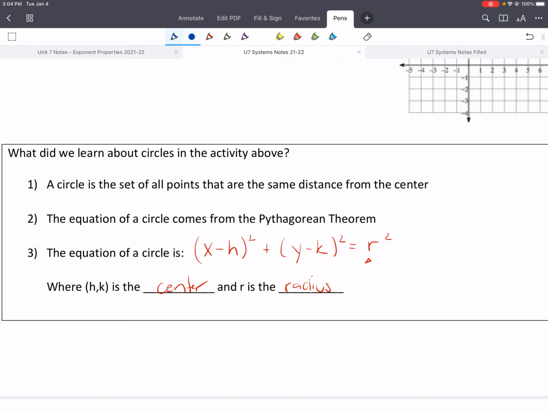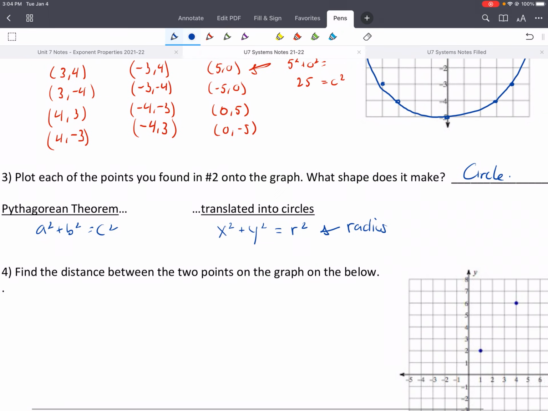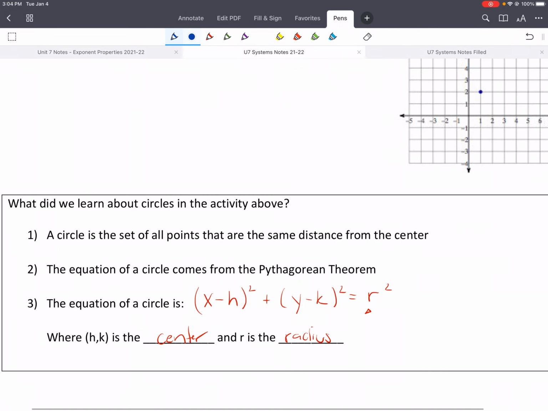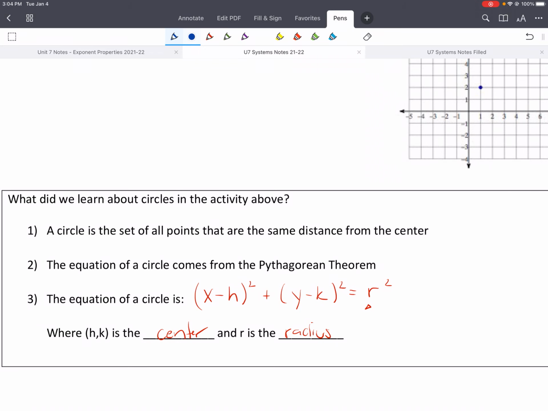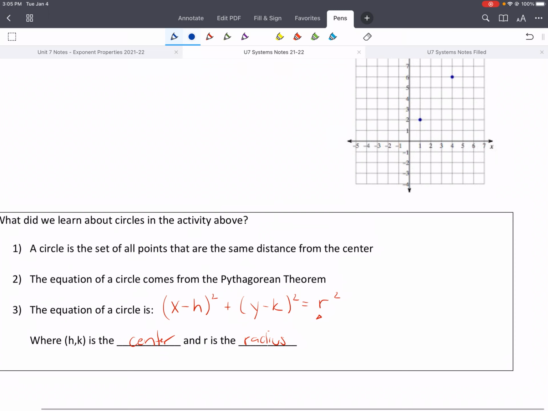Number 2 says the equation of a circle comes from the Pythagorean theorem. That's a squared plus b squared equals c squared, which is the same as the equation for a circle, x squared plus y squared equals r squared. All right, but we add a little bit to that so that it works if the circle's not centered at the origin. So our new equation is x minus h squared plus y minus k squared equals r squared, where h and k is the center. When we first did our graph at the very top, the center was 0, 0. So if you plugged in 0 and 0 for h and k, we ended up getting x squared plus y squared equals r squared. But if it's not, then it's going to change a little bit. That's why we have h and k.